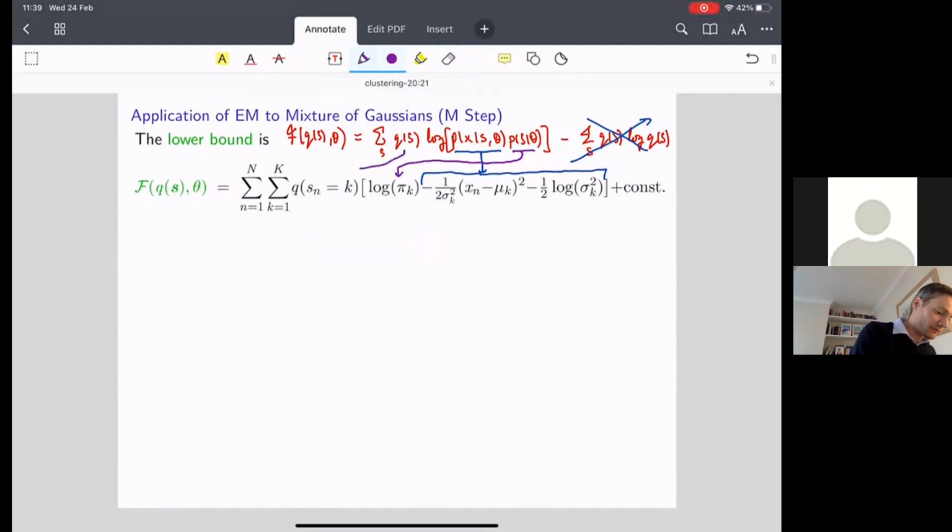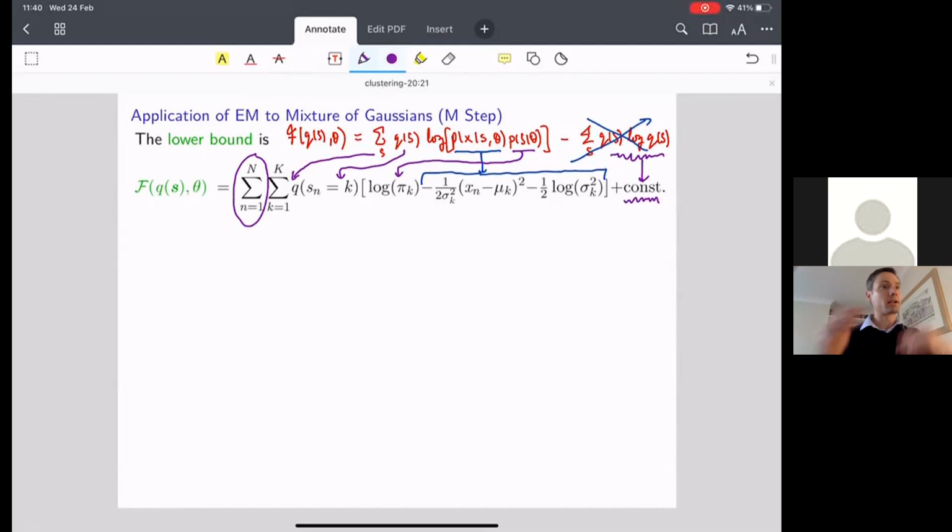Our q of s's, of course, are given by this part of the free energy. And then our sum over s is replaced by our sum over k here, because s can take one of k settings. And of course, here we've got n latent variables, so we need to sum out over all of those n latent variables out the front here. And then all of this junk here to do with entropies and things, that's what this constant term is going to soak up. That's the thing which doesn't depend on the parameters.